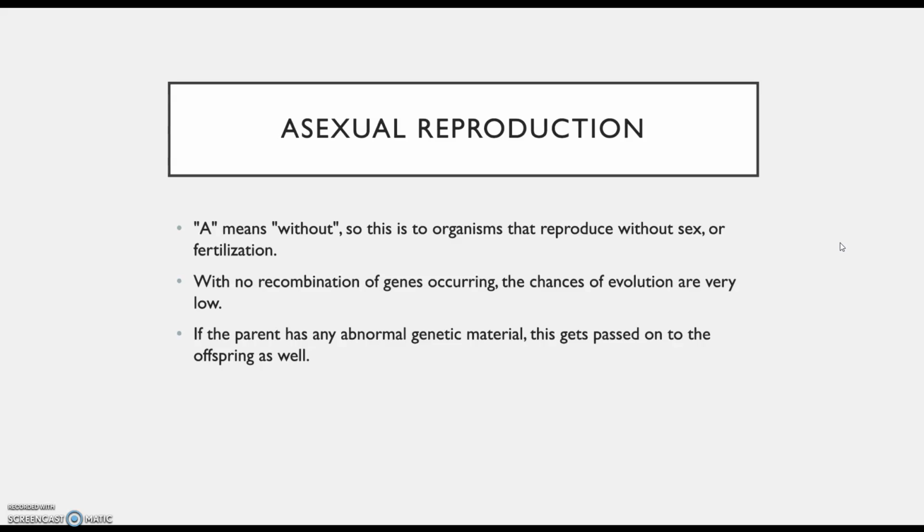Asexual reproduction, A means without, so this refers to organisms that reproduce without sex or fertilization. And with no recombination of genes occurring, the chances of evolution are very low. And if the parent has any abnormal genetic material, this gets passed on to the offspring as well. Because once again, if you copy and paste with any mistakes or errors in makeup, it'll be passed on.